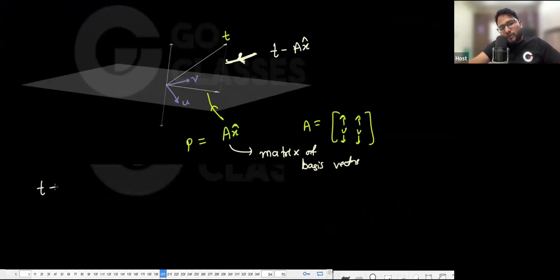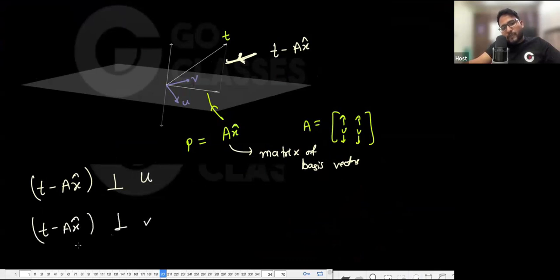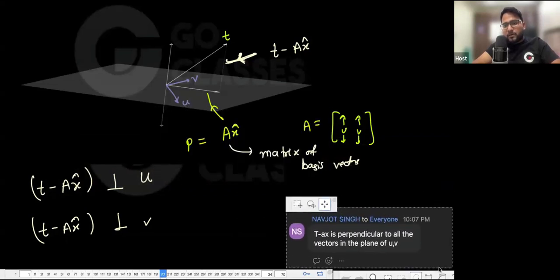So earlier also we have done the same thing. If you want, you can make it as b. But here also I'm saying this is perpendicular to u also. This is perpendicular to v also. Right? Yes. In fact, it is perpendicular to all the vectors in the plane, that is in the vector space that is formed by the basis u and v. That's the correct observation. Okay. In fact, this t minus A x cap is perpendicular to all the vectors.